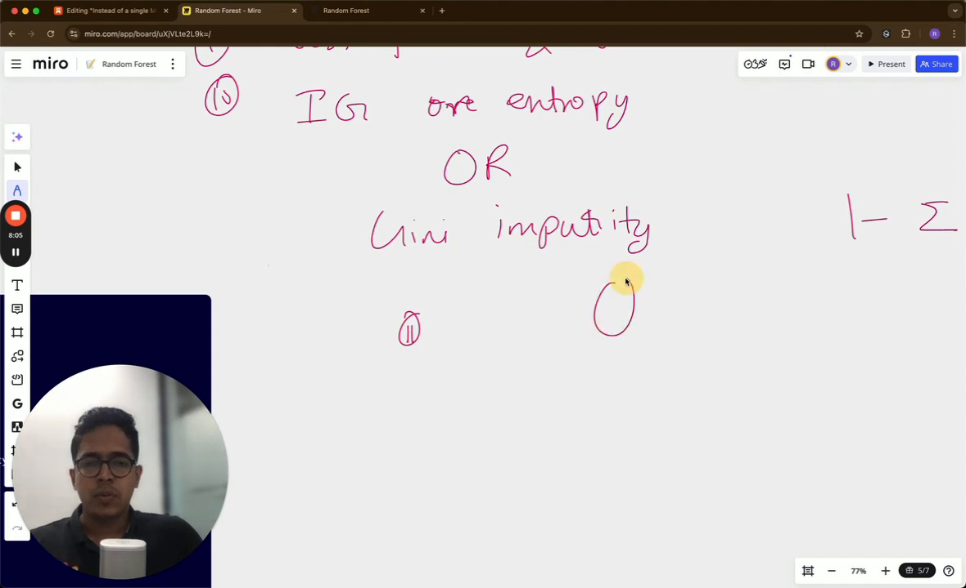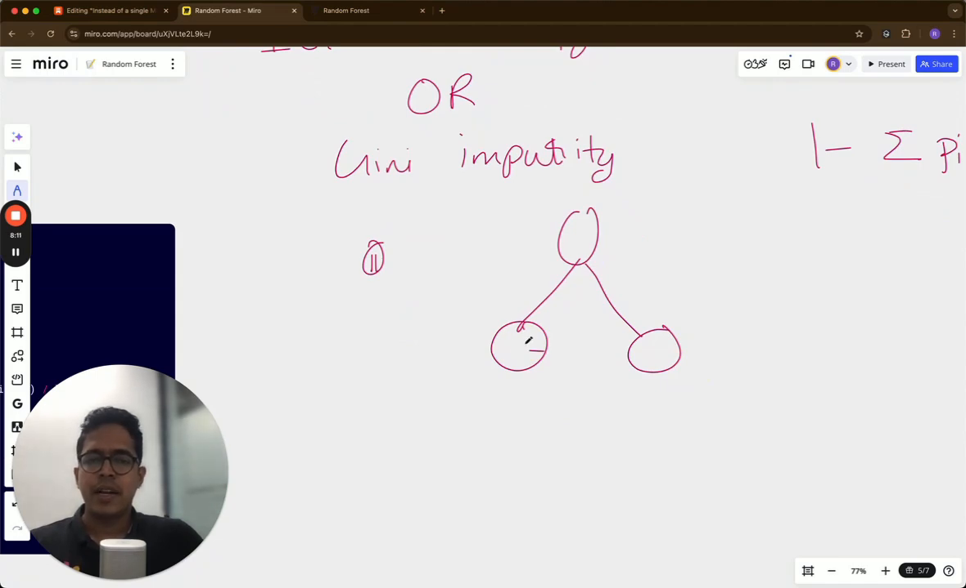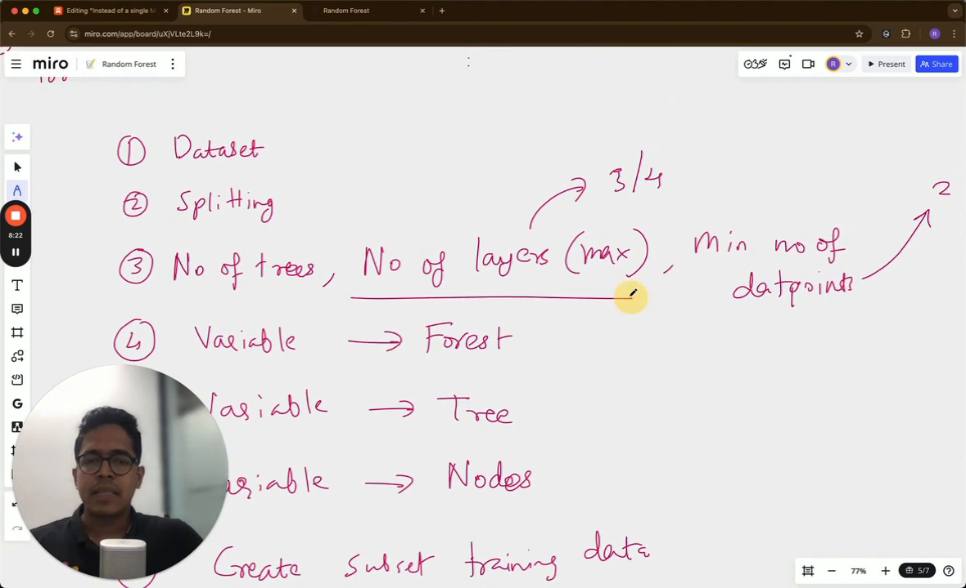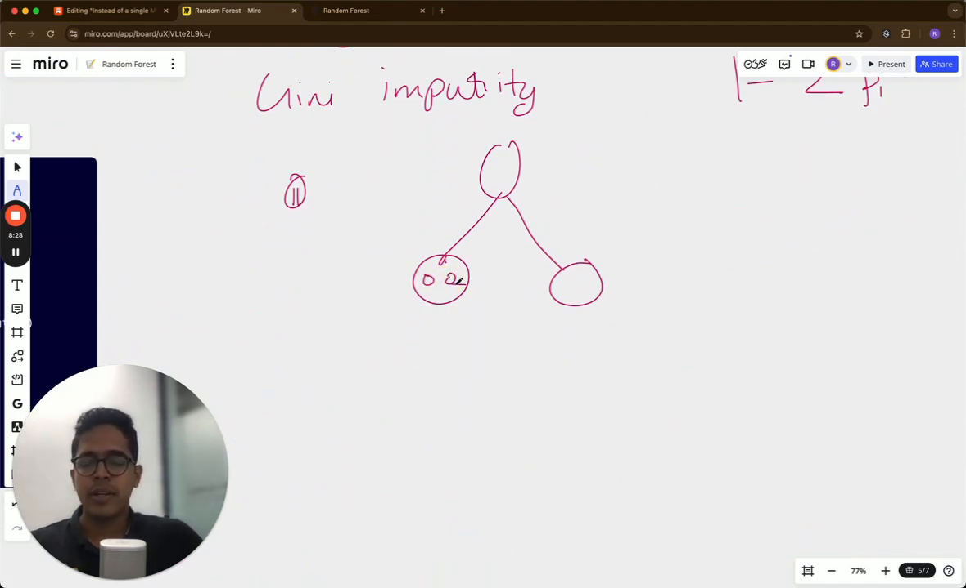And based on that, you split the node, and then you have a left node and a right node. And here also you again determine the best feature and best threshold. And when will you stop this? You will stop whenever you have reached either the maximum number of layers or the minimum number of data points in that node. So if this node has only 2 data points, then I think you will split one more, but you will not split any more. You stop the splitting at the point where you are below the minimum number of points required.